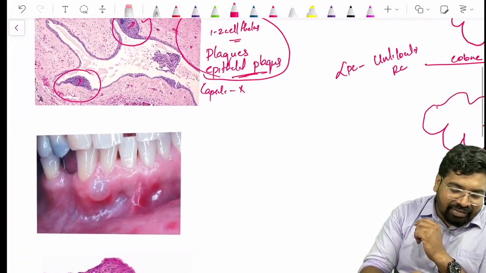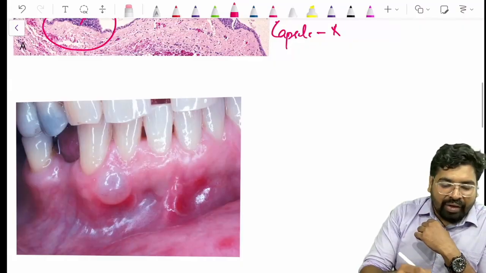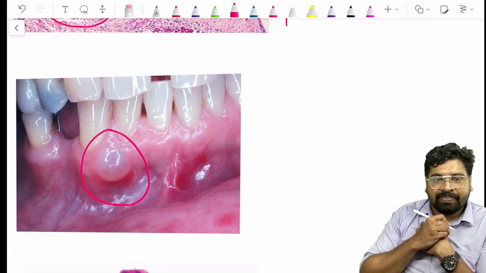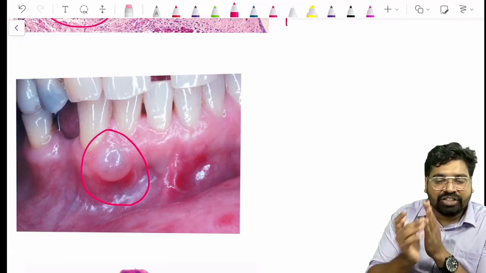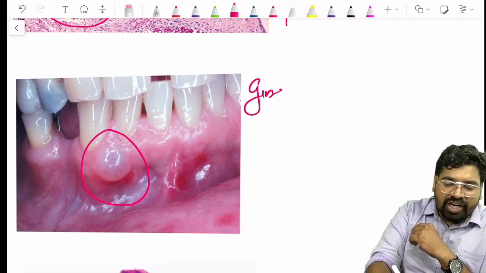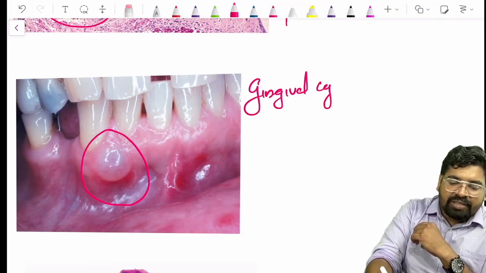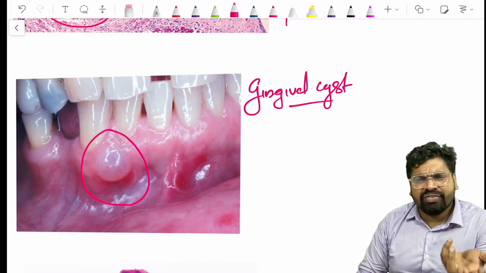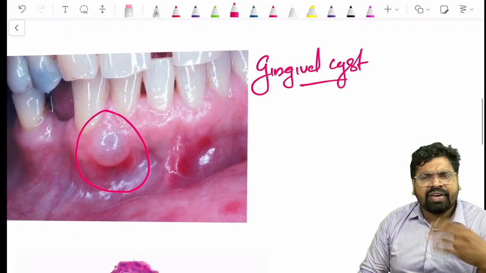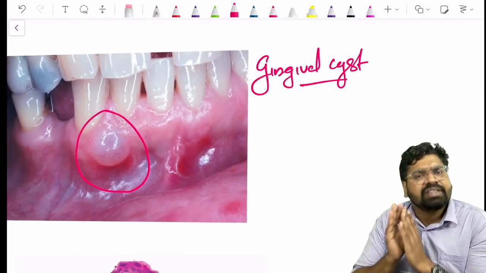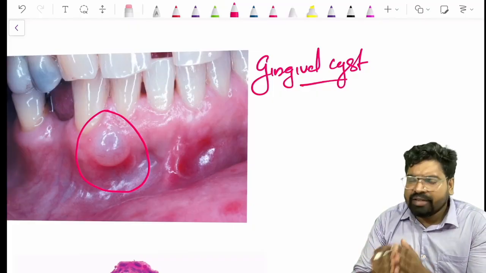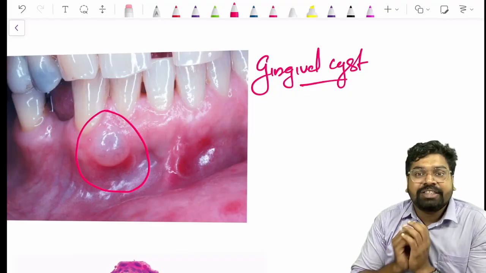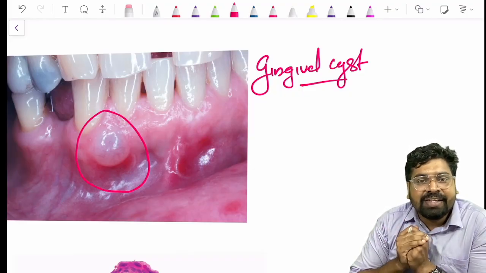Now the second cyst. Can you see this cyst? This cyst is on the gingiva. That cystic thing is on the gingiva. Now this is called a gingival cyst. Gingival cyst of adult, gingival cyst of infant. Two different names are given, but anyway, it is gingival cyst, either coming in the adult or in the infant. Now, what is the peculiarity of this gingival cyst? Why do we want to study gingival cyst?